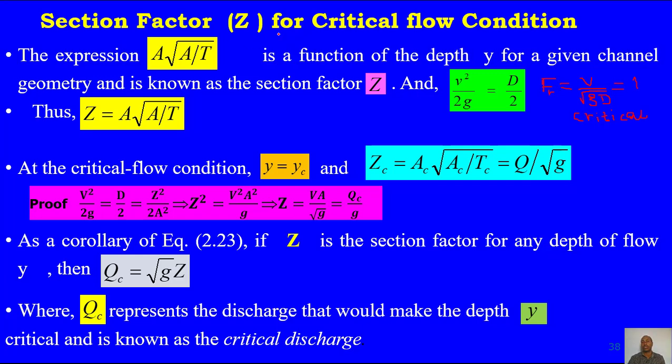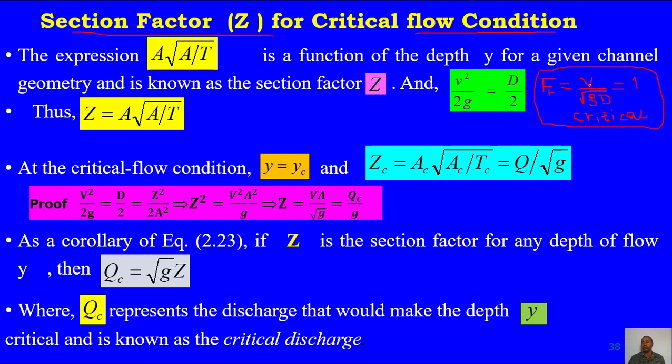Then, section factor Z for critical flow condition. What is the section factor Z for critical flow condition? The expression A square root of A over T, where A over T is the hydraulic depth, is a function of the depth of water Y for a given channel geometry, and is known as the section factor Z. And V square over 2G is equal to D over 2, which means the Froude number, V over square root of GD, is equal to 1 for any channel, triangular or trapezoidal.